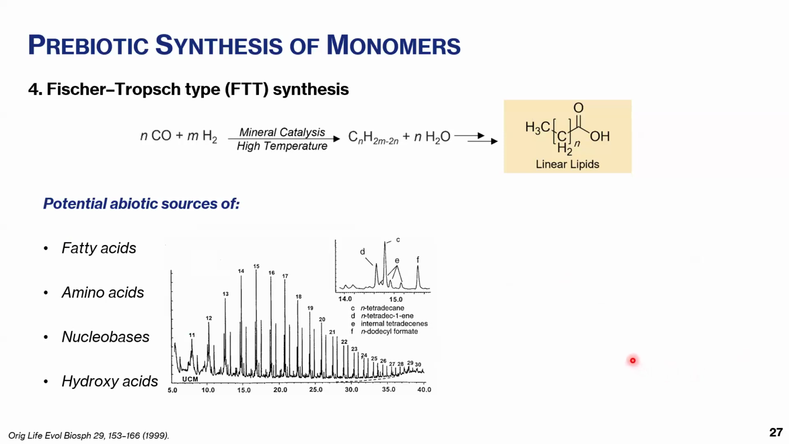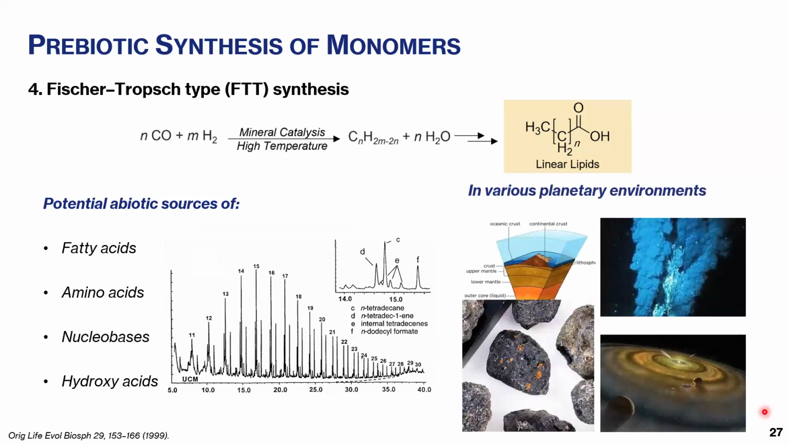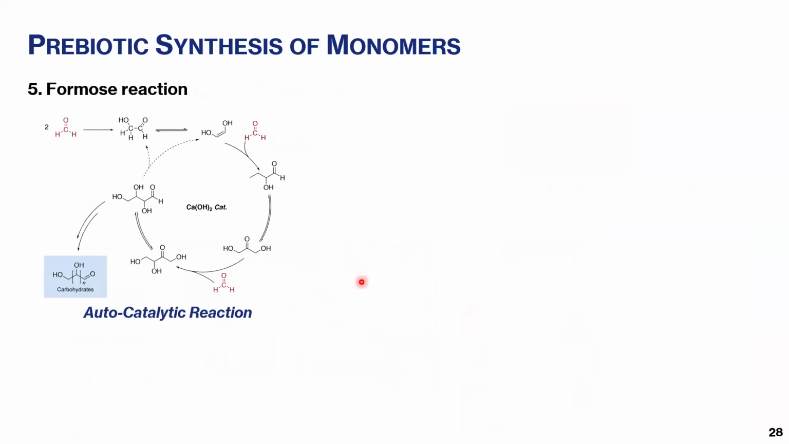So such reactions have been proposed as a potential abiotic source of fatty acids with up to 18 carbon long side chains, amino acids, nucleobases, and hydroxyl acids, among other organics in various planetary environments, including the deep subsurface of the crust, hydrothermal vents, meteorites, and the solar nebula. So FTT chemistry may have also been the source of organic matter found in the oldest Archean rocks, making it difficult to describe the biogenicity of potential microfossils. So the fifth one is the Formose reaction.